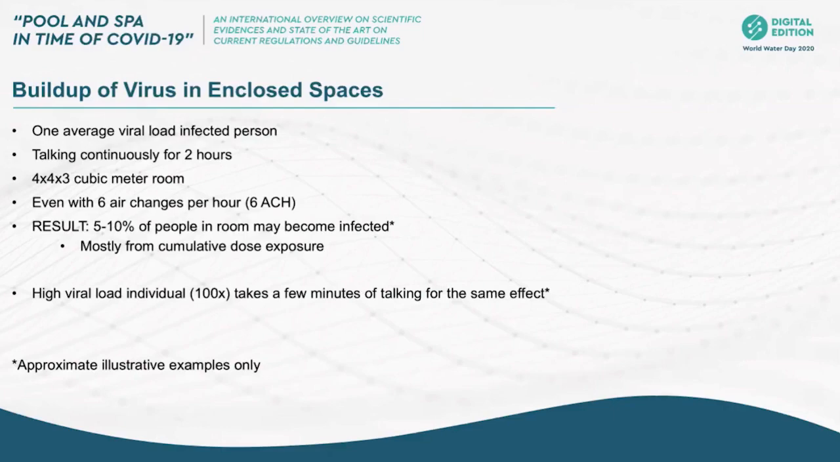And this is where, for example, the choir and the Hong Kong office and so on, this is how this can happen. It's a little larger environment, but it is an enclosed space without a lot of good air exchange, and you have somebody on the higher end of viral load, and they're talking a lot or singing, which produces a lot more, as I showed you before. That's how many people can get infected, and these are just approximate examples.